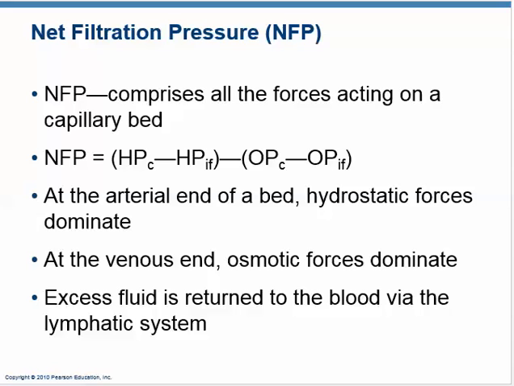At the venous end, however, the blood pressure has dropped, so the hydrostatic pressure has gone down to about 17. The osmotic pressures are about 26, so it's about 9. The net filtration pressure is about 9 going in. The difference between the 10 pushing out and the 9 going in is where lymphatic fluid comes in, and we'll talk about that in the next chapter.